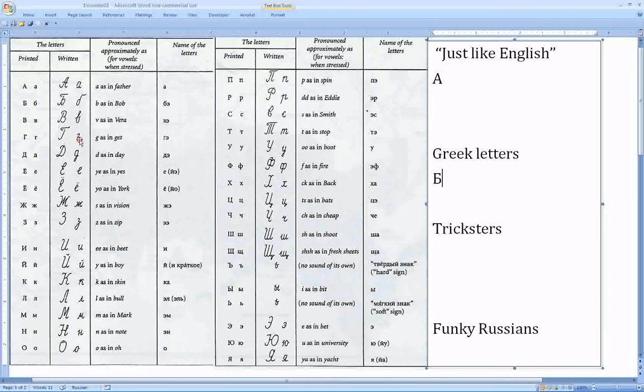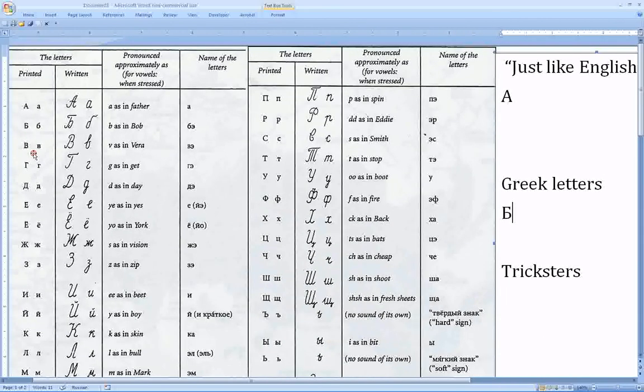Our next letter is the letter V. That's the third letter here. Look at that letter. We already have a problem. This letter, which is pronounced V as in Vera, looks just like the English letter B. So if you looked at that and didn't know that we were writing in Russian, you might think, oh, that's the letter B. But in fact, it's the letter V.